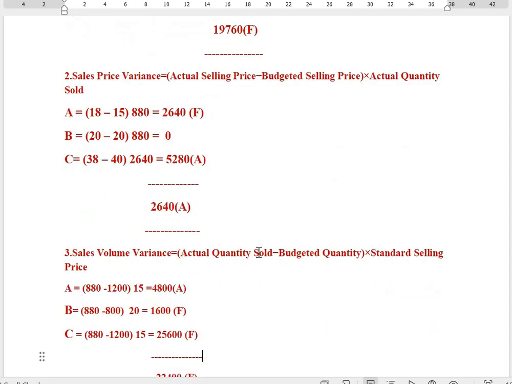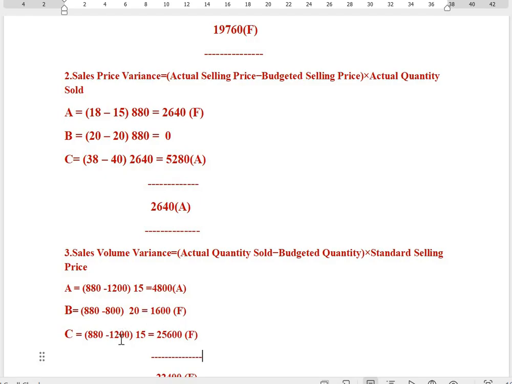Sales volume variance is actual quantity sold minus budgeted quantity, into standard selling price. For product A, actual quantity is 880 minus standard quantity 1,200, that is minus 320, into 15, we get 4,800 adverse. For B, 880 minus 800 is plus 80, into 20, gives 1,600 favorable. Because actual is more, we write favorable. When actual is less, we write adverse.